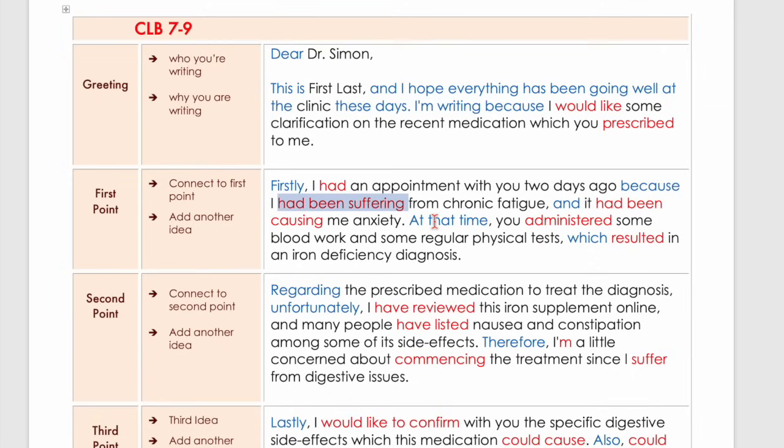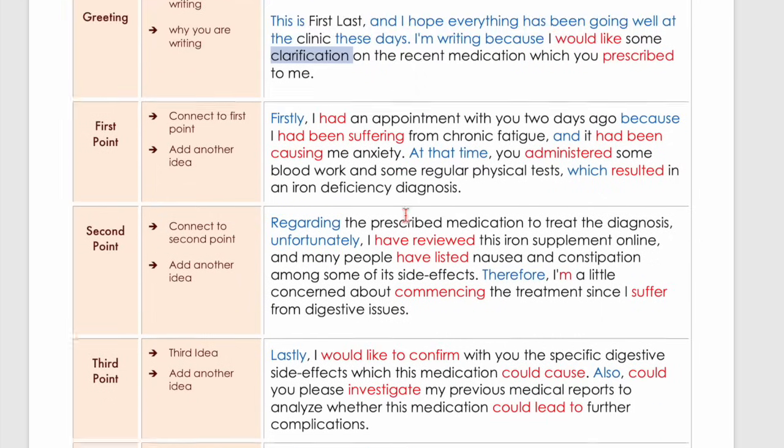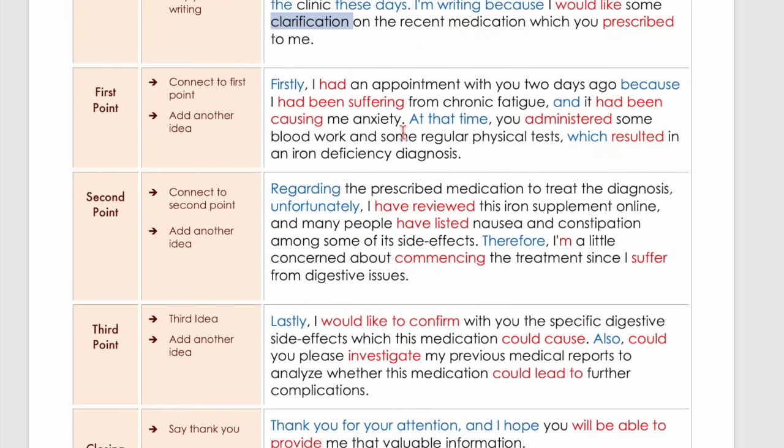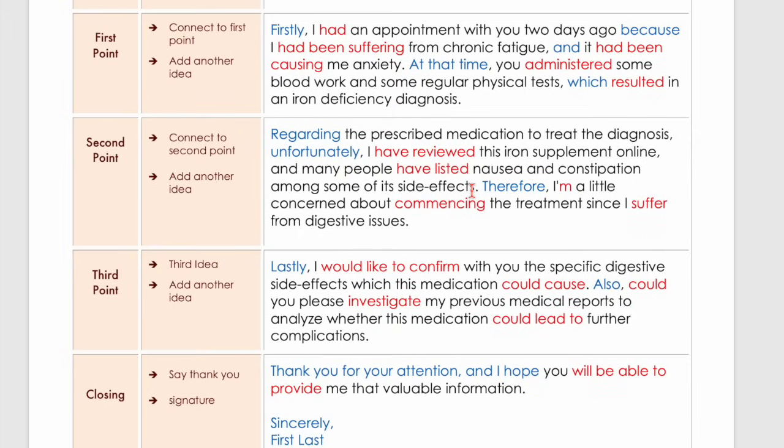using stronger vocabulary. I do see stronger vocabulary here in clarification, chronic fatigue. You administered those exams, blood work, iron deficiency diagnosis. This topic, you want to use for any topic higher level vocabulary, which I think this one uses.